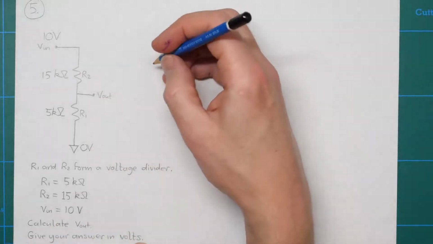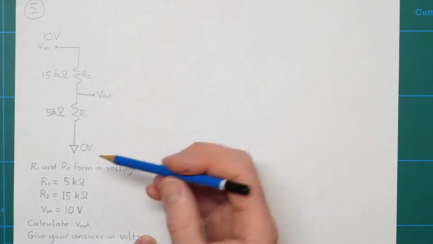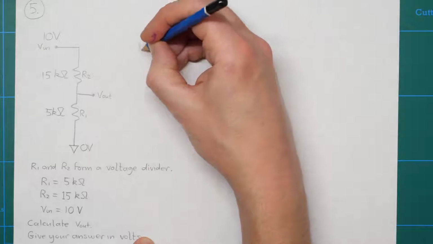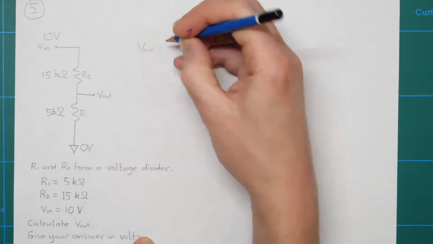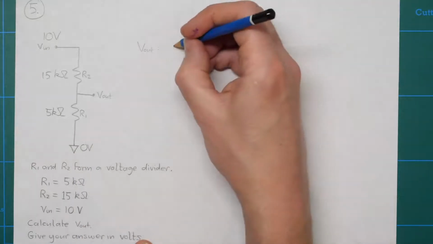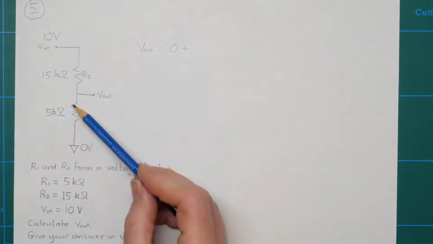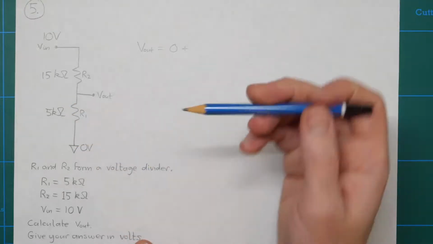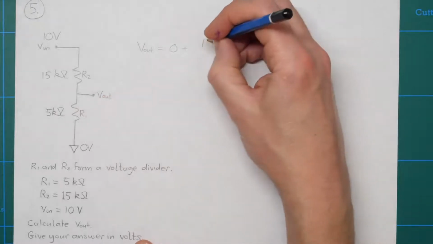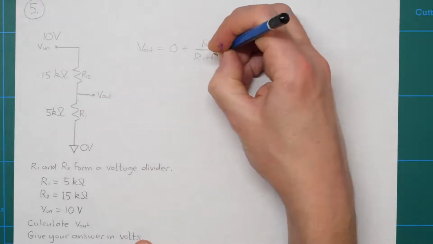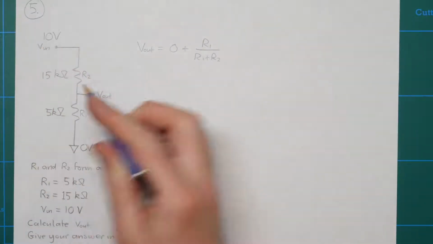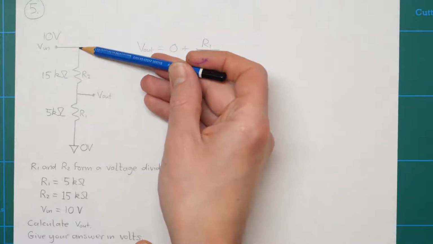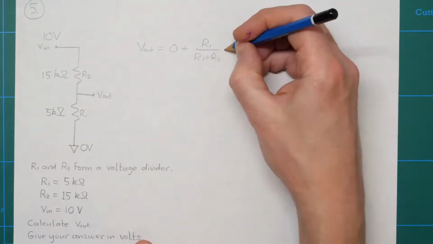You can apply the formula here if you want. V out is going to be equal to the voltage at the bottom node, which is just 0 in this case, plus the voltage dropped across R1. That will bring you up to the voltage at V out. The voltage drop across R1 is going to be R1 over R1 plus R2 multiplied by the total voltage drop across the 2 resistors in the voltage divider. That's 10 volts dropped from here all the way down to here. So this multiplied by 10.